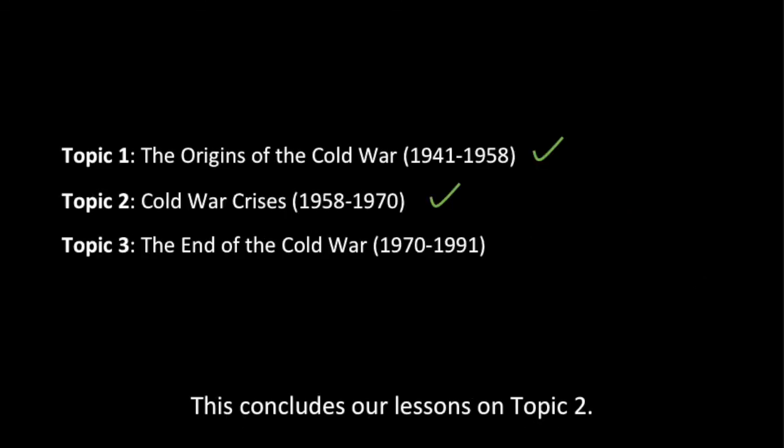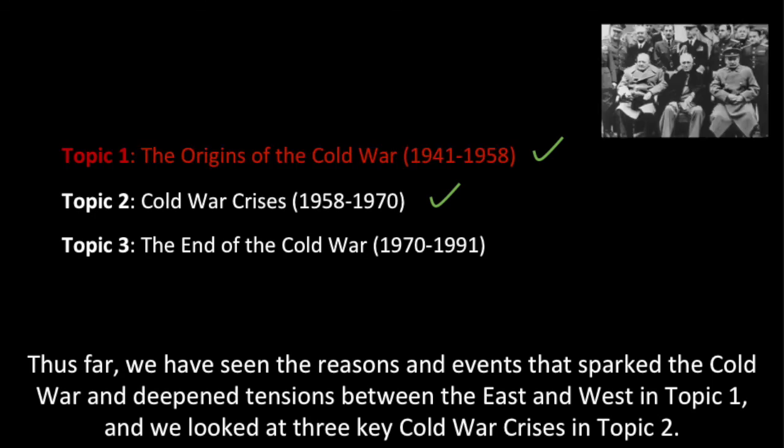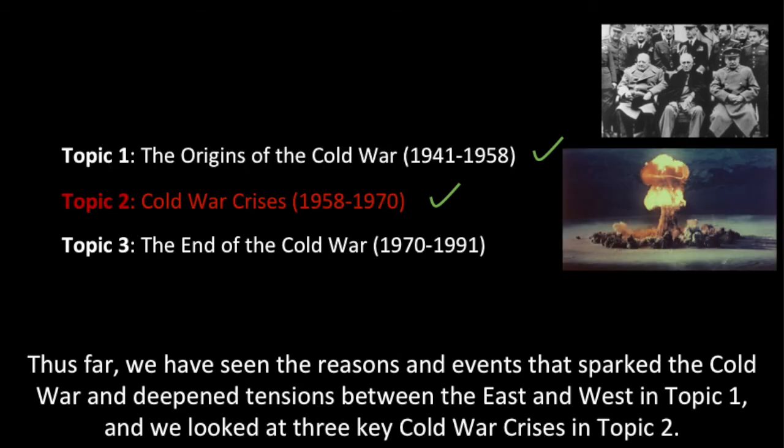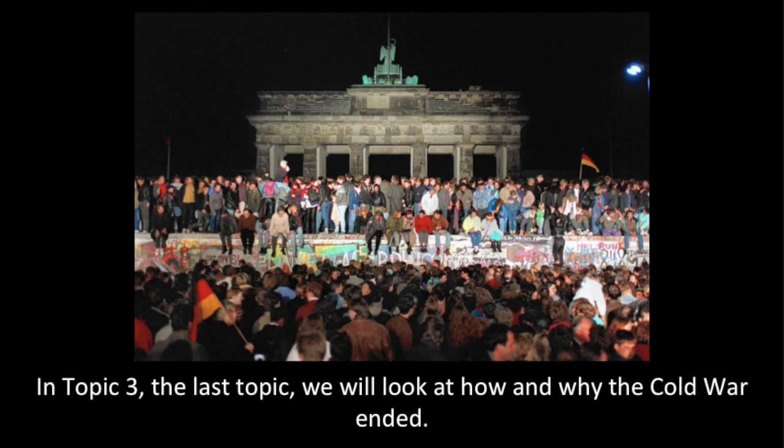This concludes our lessons on Topic 2. Thus far, we have seen the reasons and events that sparked the Cold War and deepened tensions between the East and West in Topic 1, and we looked at 3 key Cold War crises in Topic 2. You could say that these events were the height of the Cold War, where we came closest to the real nuclear Armageddon. In Topic 3, the last topic, we look at how and why the Cold War ended.